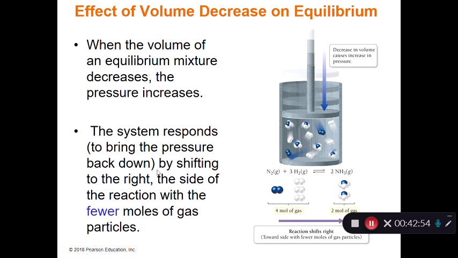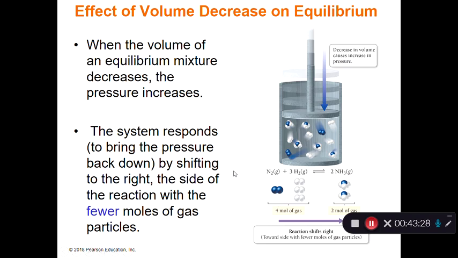What happens if, please look at this example. We have 4 moles gas, 2 moles gas. Whenever we are going to study volume change in the equilibrium system, you just need to count the gas molecules. On the reactant side, we have 4 moles of gas. On the product side, we have 2 moles of gas. Look at the coefficients, 1 mole gas, 3 moles gas, totally 4. Here we have only 2.